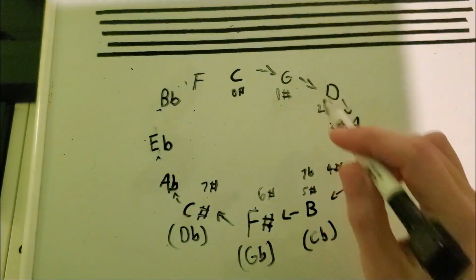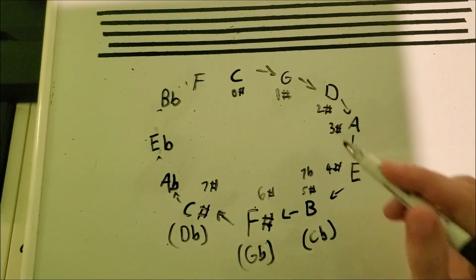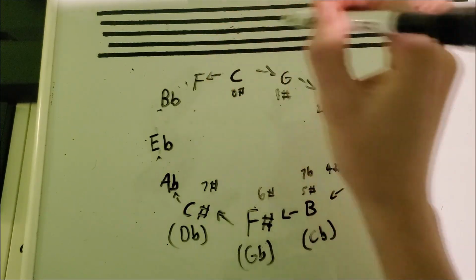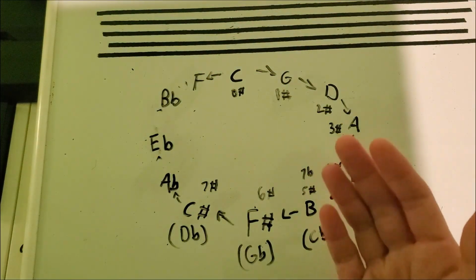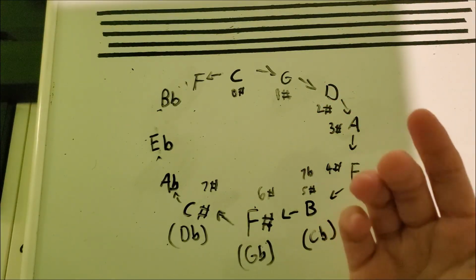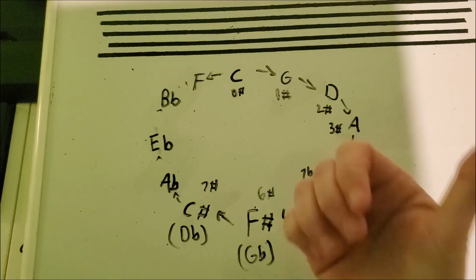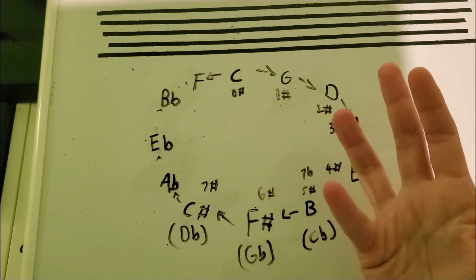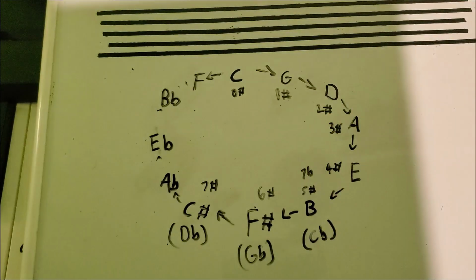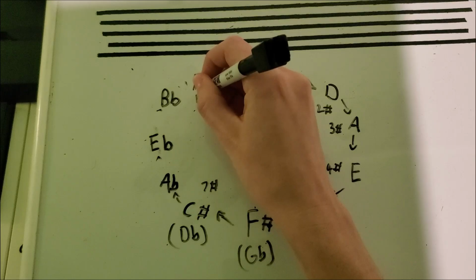So the flats, it works basically the same way we did the sharps, except we're going backwards. So now I'm counting backwards from C. Let's see if I can count backwards. We're going C, B, A, G, and then F. And that's how I arrive at F. F is going to have 1 flat.